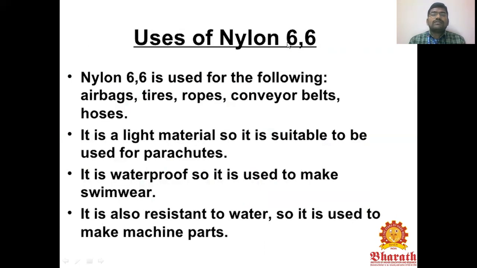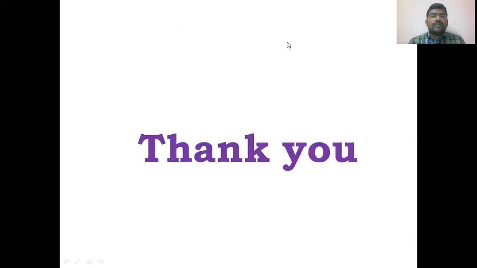The uses of nylon 6,6: it is used for airbags, tires, roofs, conveyor belts, hoses, belts, and different types of tire material. It is a light material, so it is suitable for parachutes. It is waterproof, so it is used to make swimwear material. It is also resistant to water, so it is used to make machine parts. Thank you.